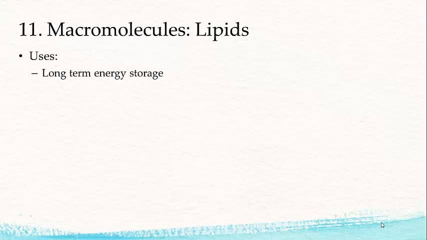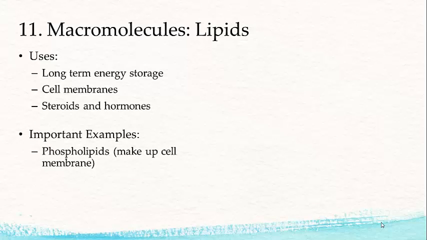Lipids. Lipids are used for long-term energy storage. These are fats. They are also used in cell membranes. Steroids and hormones are another important group of lipids. These are involved with a lot of regulation functions in your body. Important examples: phospholipids make up the cell membrane. So each and every single one of the cells in your body has phospholipids as the cell membrane.